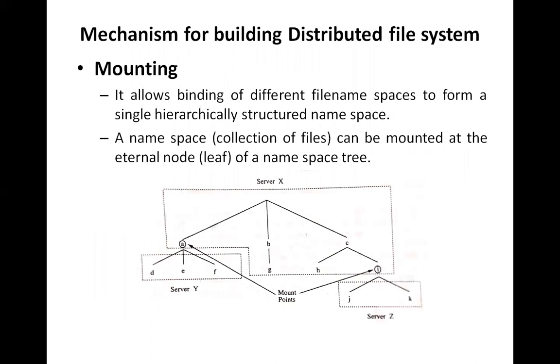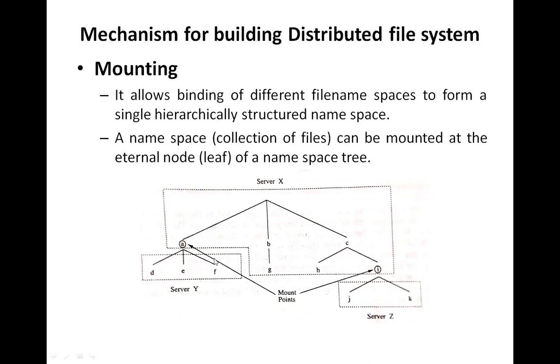So first one is the mounting. Now, this mount mechanism allows the binding together of the different file namespaces to form a single hierarchical namespace structure. A namespace, which is called the collection of the files, can be bound or can be mounted at the internal node or the leaf of the namespace tree.